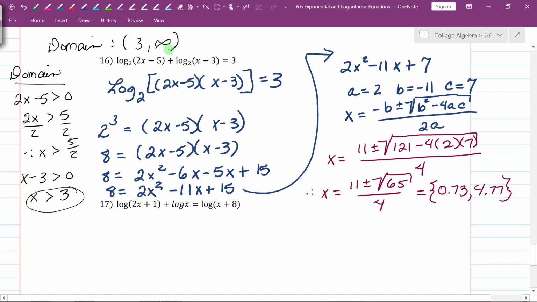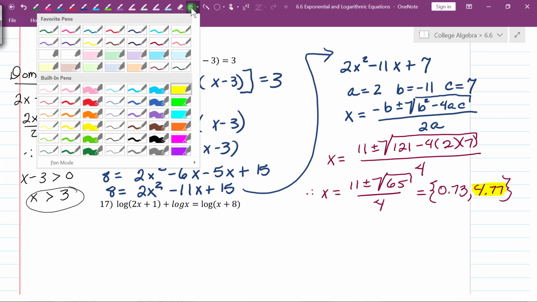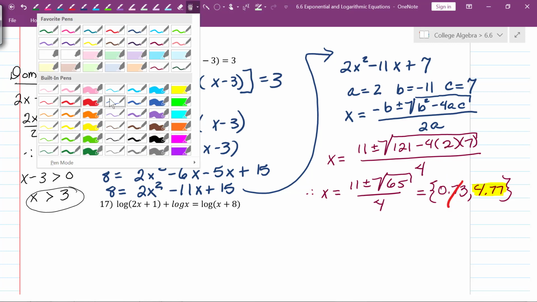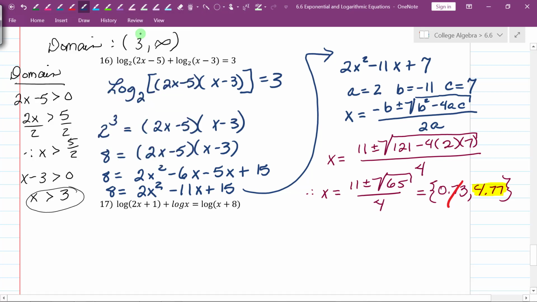So when we look at that, let's look at these numbers here. 0.73 is not in the domain, is it? But 4.77 is. So our only valid answer is 4.77. So our answer is going to be, therefore, x equals 4.77. And that is our answer right there.